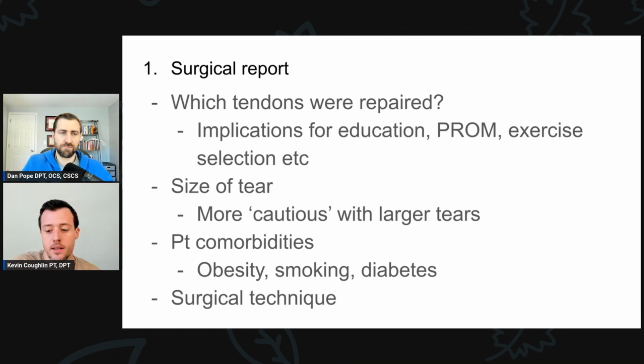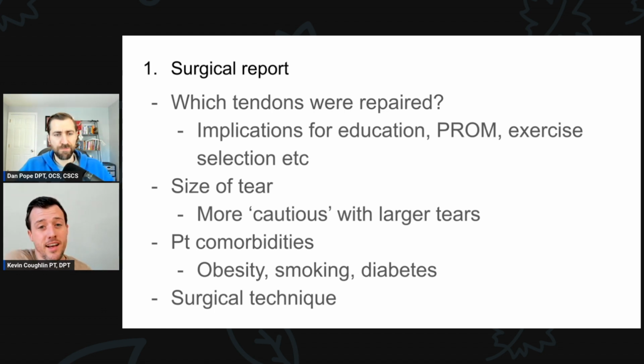If it was a subscap repair, they need to know what motions to avoid early on and to be more careful of. It's going to affect our passive range of motion and exercise selection. We don't want to put unnecessary stress on this too early. So understanding what tendons are repaired is huge.